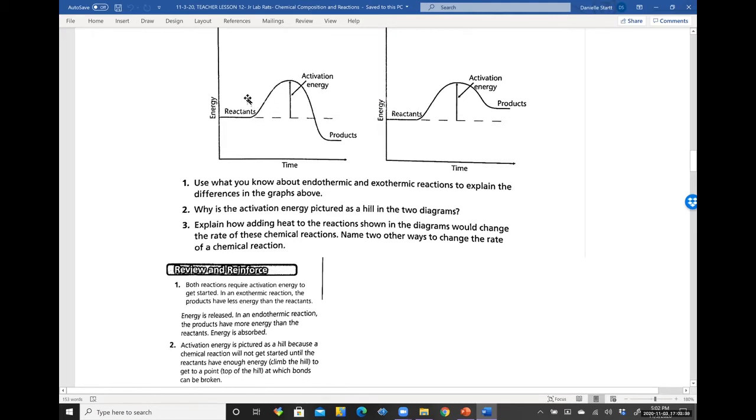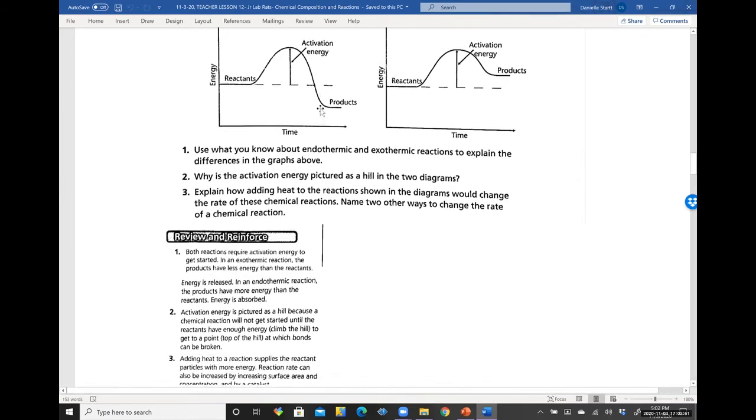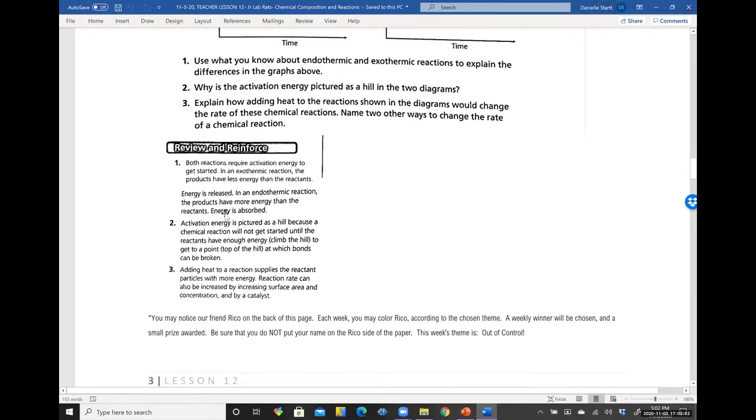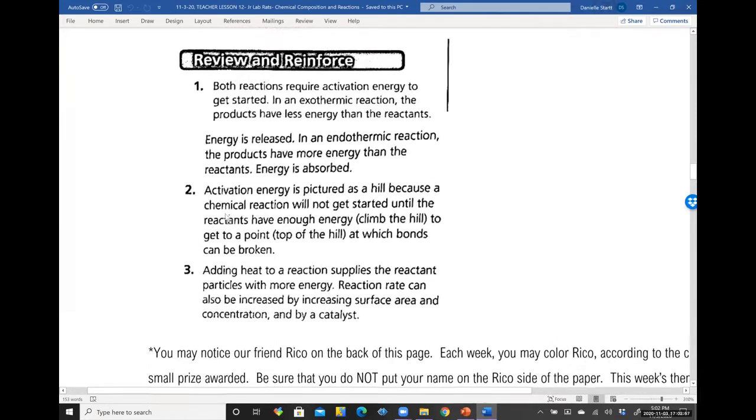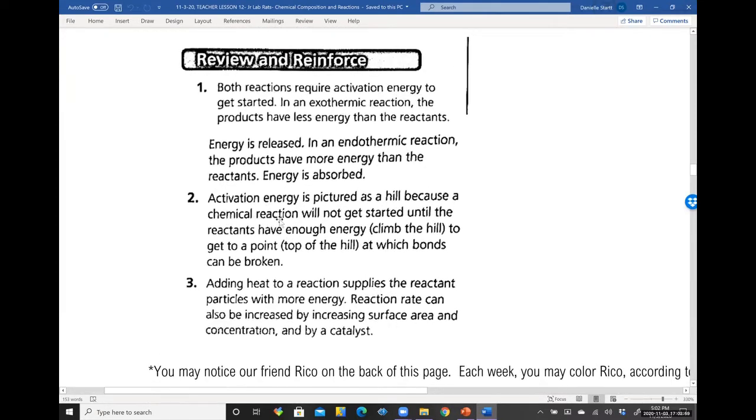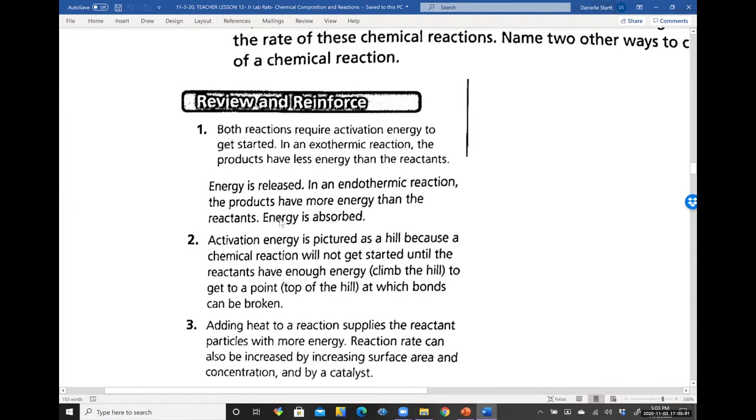usually your thermal energy is what's going to start your activation energy, though, like I said, not always. But if you add heat, it's going to speed up your reaction. And some other things you could do is add a catalyst to speed it up or an inhibitor to slow it down. You could also increase the surface area. I'll leave this up for just a second so you can check these, but these are book answers basically.